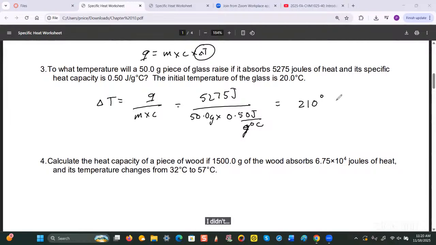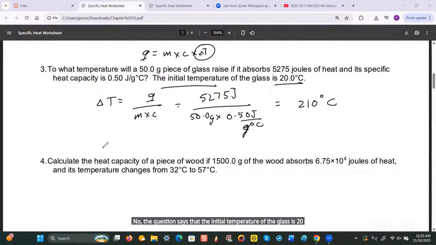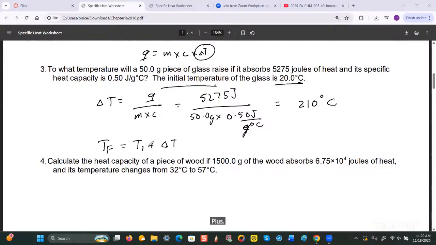Oh yeah, 210 degrees Celsius. All right. So that would be the change in temperature, right? Now the question says that the initial temperature of the glass is 20 degrees. So the final temperature would be equal to the initial temperature plus the change in temperature, right?